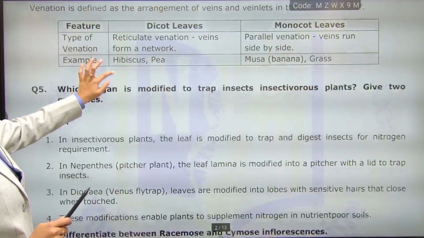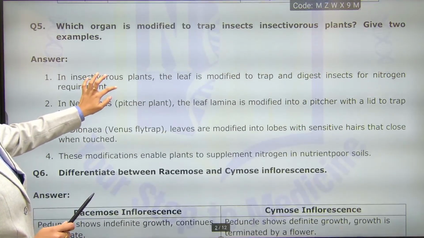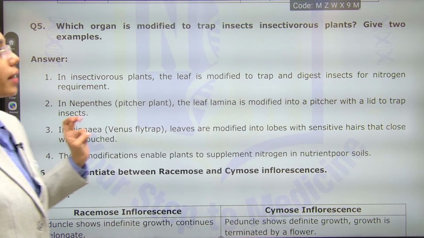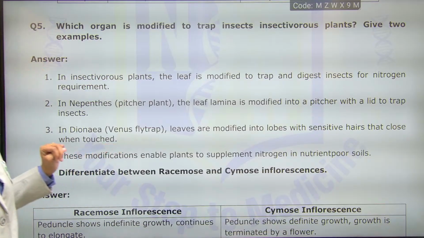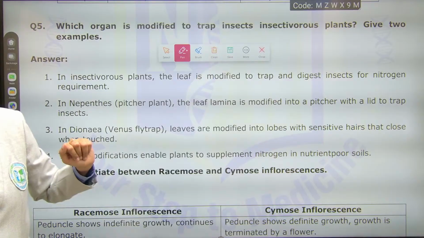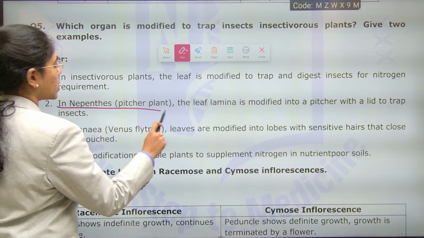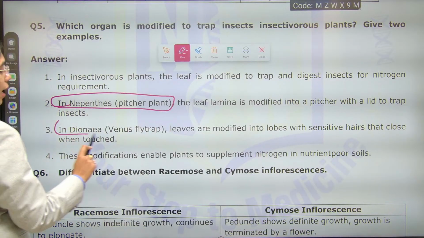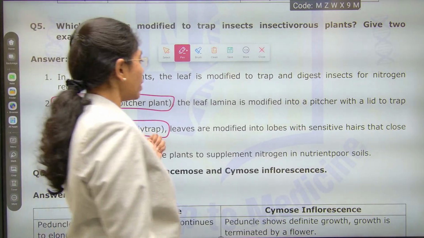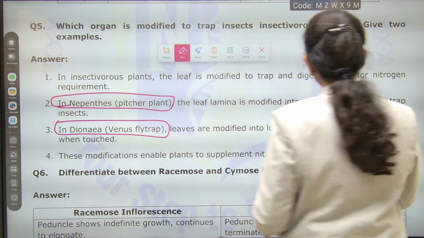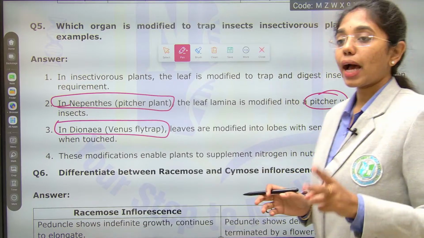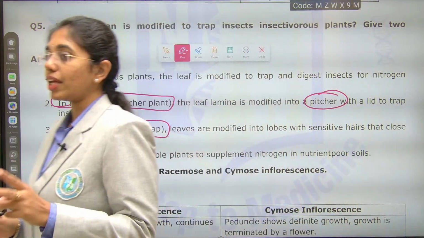Which organ is modified to trap insects in insectivorous plants? Give two examples. We know two major examples that we can see. First is Nepenthes, that is pitcher plant, and next Dionaea, Venus flytrap. In Nepenthes, commonly known as pitcher plant, the leaf lamina is modified into a pitcher with a lid to trap the insects. Second is Dionaea or Venus flytrap.